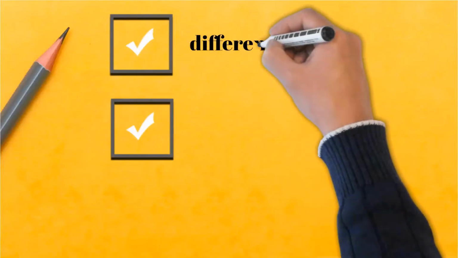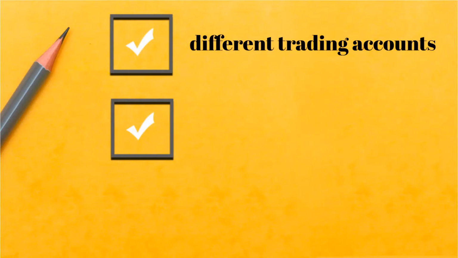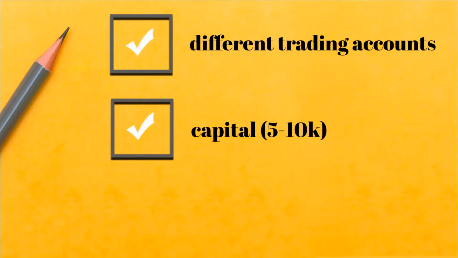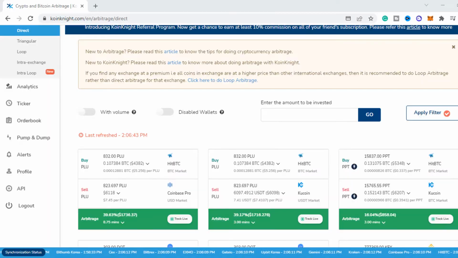There are really two things that you need if you want to start arbitrage trading. The first thing is you need many different trading accounts. For example, Binance, KuCoin, HitBTC, just to name a few. The second thing is you need capital. When you find a trade that gives you, let's say, around 5 to 10%, the more capital you have, the more profit you make. For me, 5 to 10k sounds reasonable, but of course you can start with less or more.